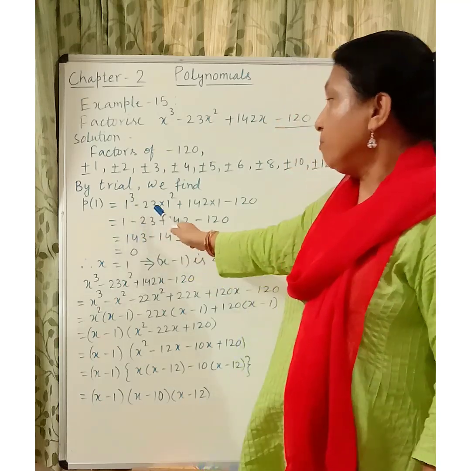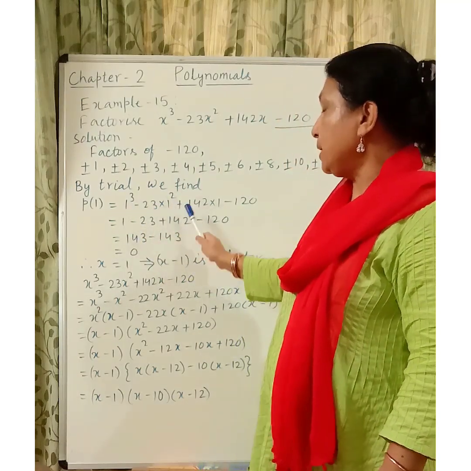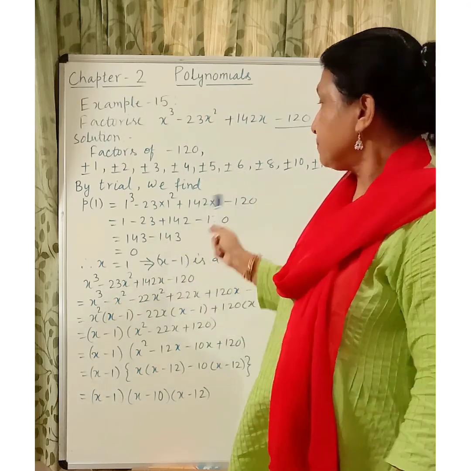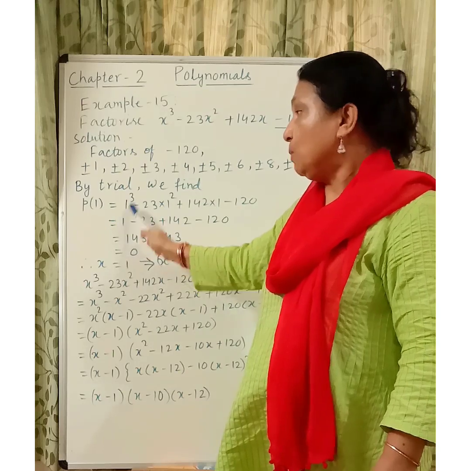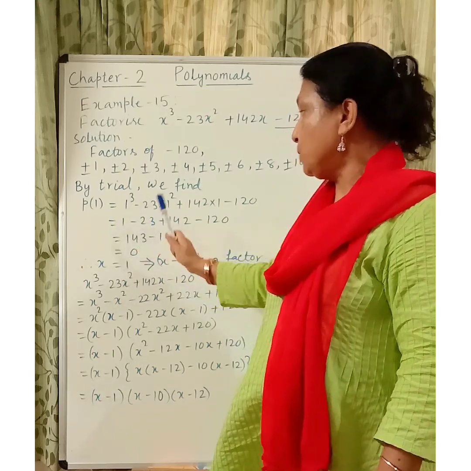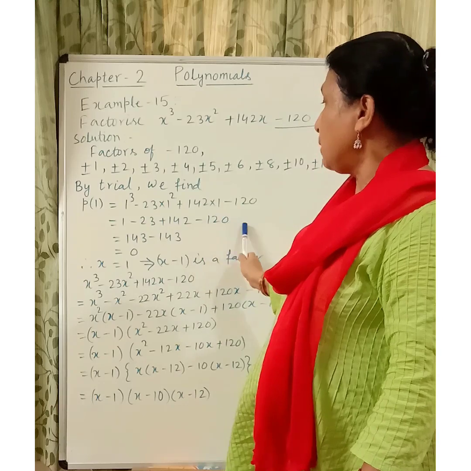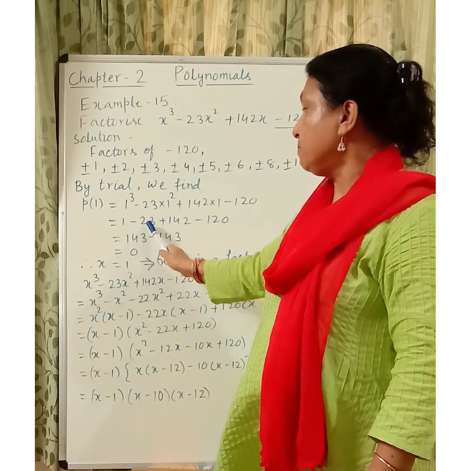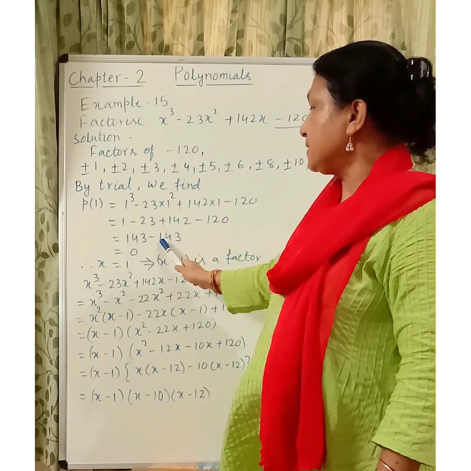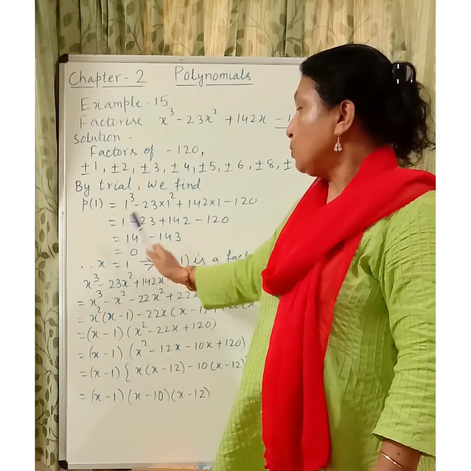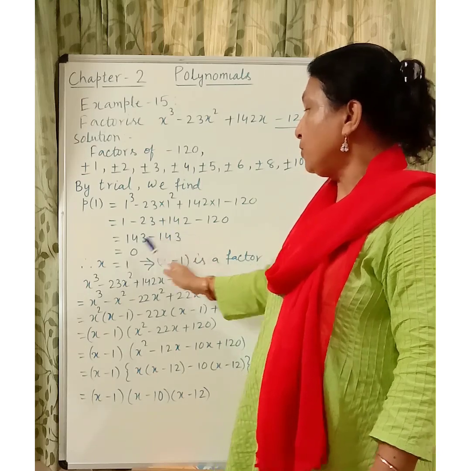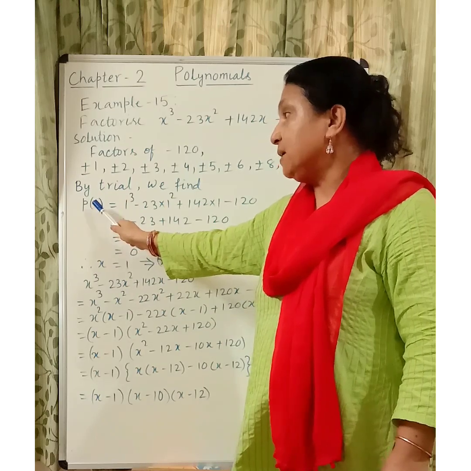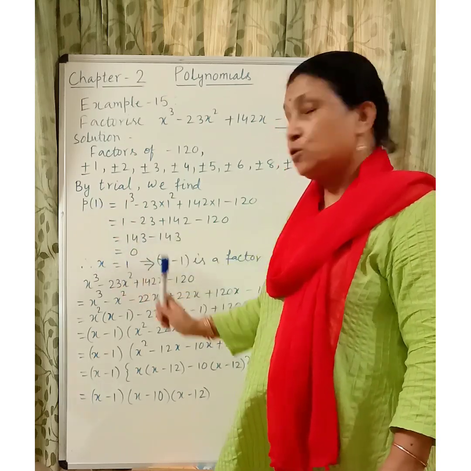1 cube minus 23 into 1 square plus 142 into 1 minus 120, which becomes 1 cube is 1, so 1 minus 23 plus 142 minus 120. 1 plus 142 is 143, minus 23 minus 120 is minus 143. So 143 minus 143 is 0. So what is the value of x? The value of x here is 1. x is equal to 1.